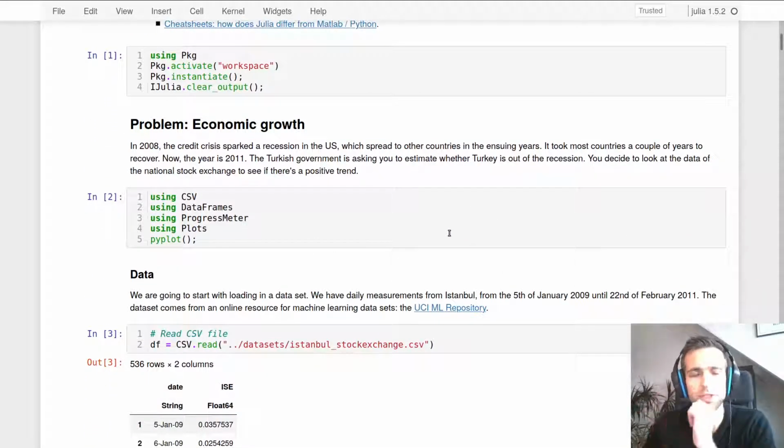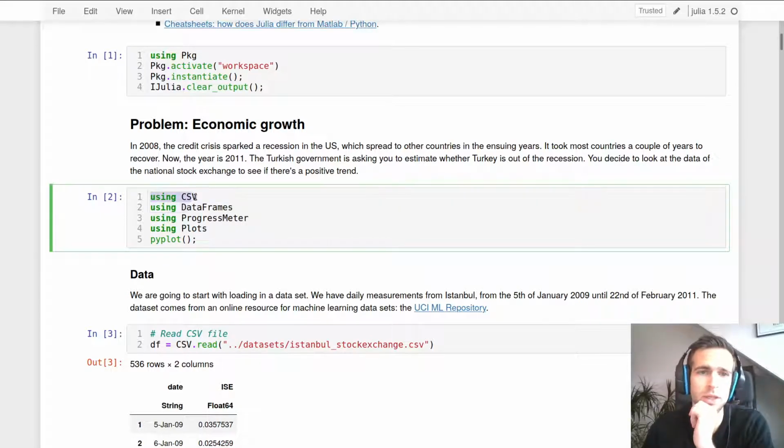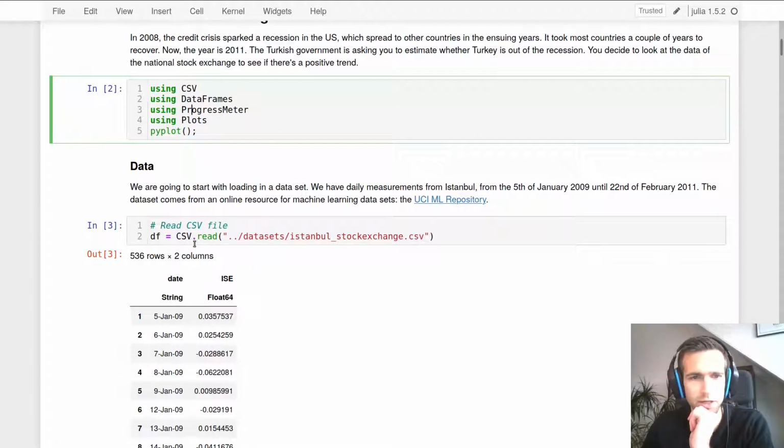This is the third probabilistic programming session. By now I'm assuming that you're familiar with some commands in Julia. So in this case we're using certain software packages such as CSV and Plots. And here we're using CSV to read a data file.